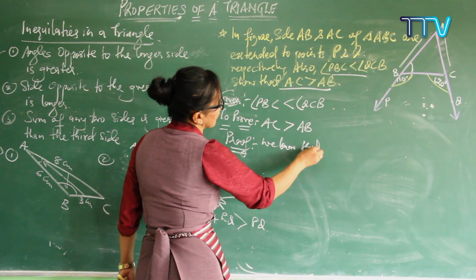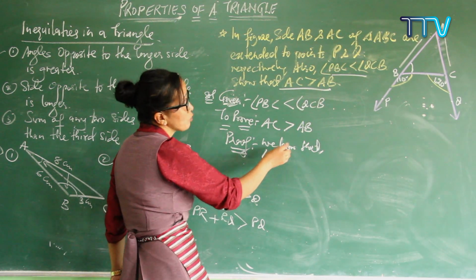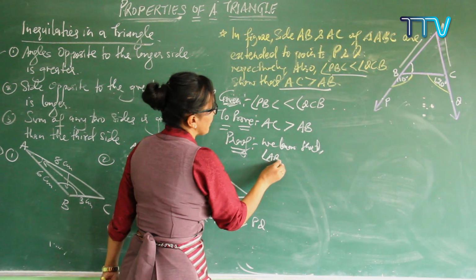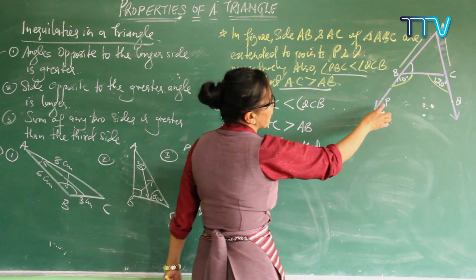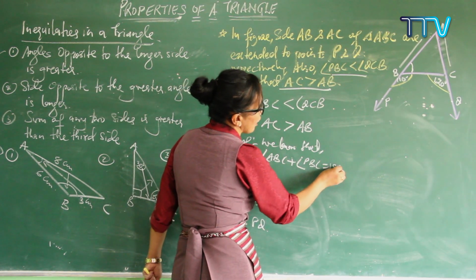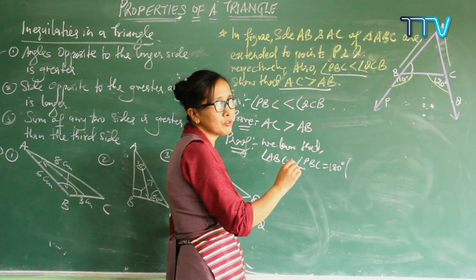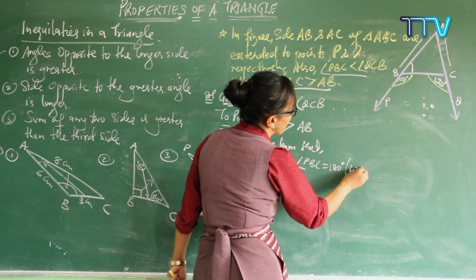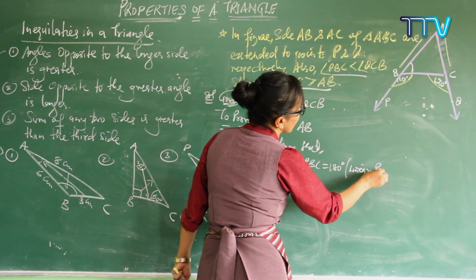Okay, when you present this answer, you can write in this way. Angle ABC plus angle PBC is equal to 180 degrees. Why? Because you learned it in the earlier sessions, that is linear pair. Do you remember linear pair? So write it down, linear pair.